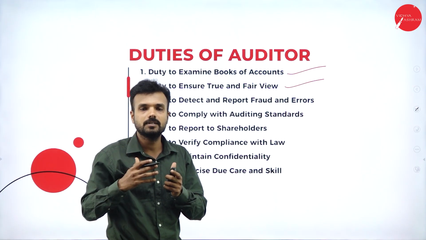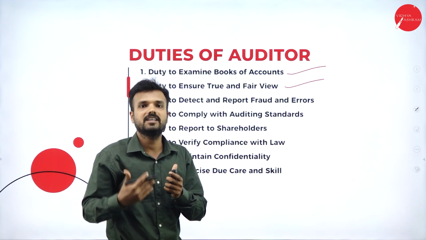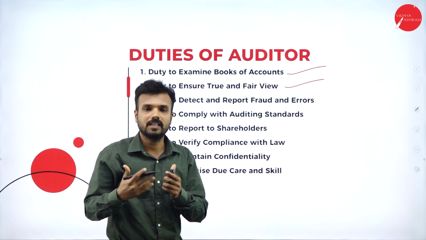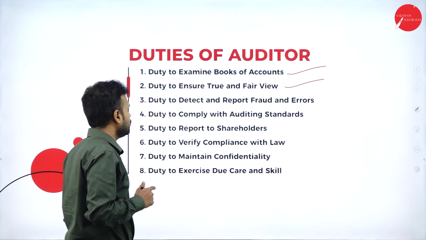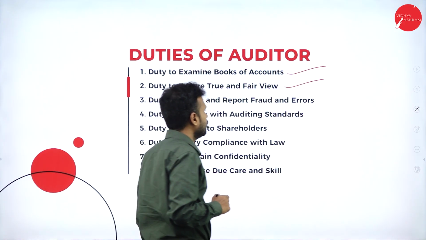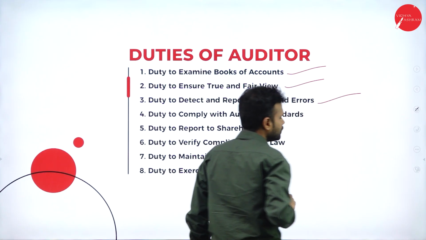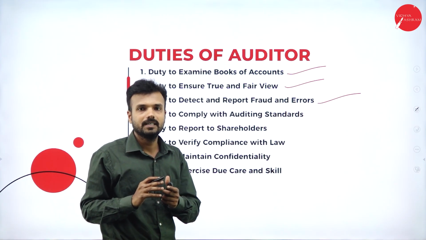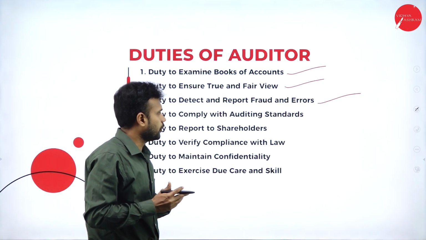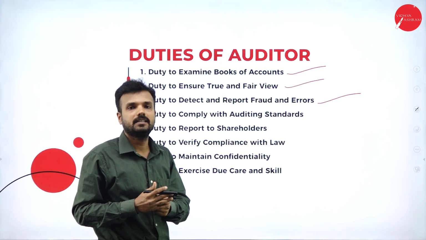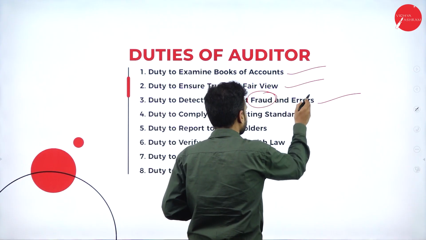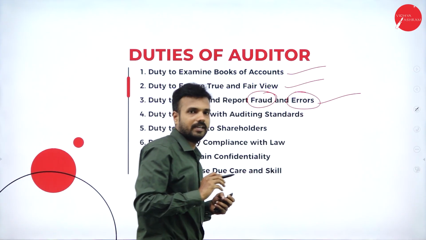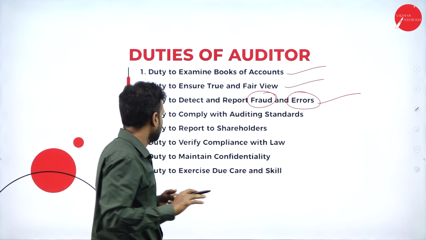Means he is the one who is going to cross verify all the financial records and statements, whether the transparency is maintained, yes or no. Duty to detect and report fraud and errors. He also has the duty to detect the fraud or the errors that are present in the books. So he has all the rights and responsibilities. If there is any fraud or any kind of errors, he can rectify the errors.